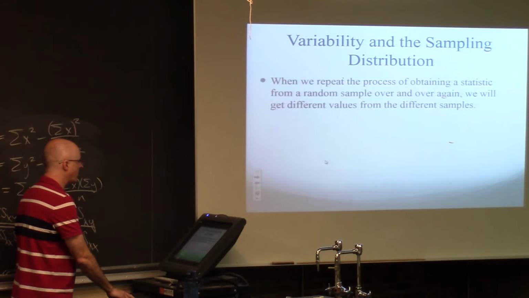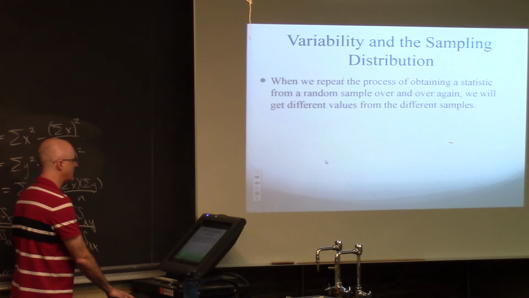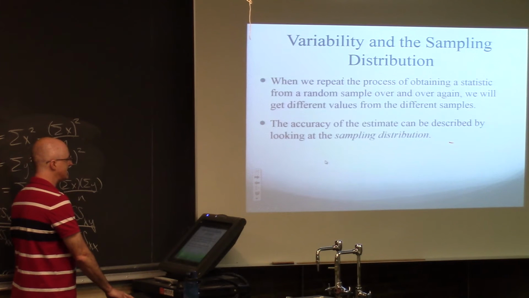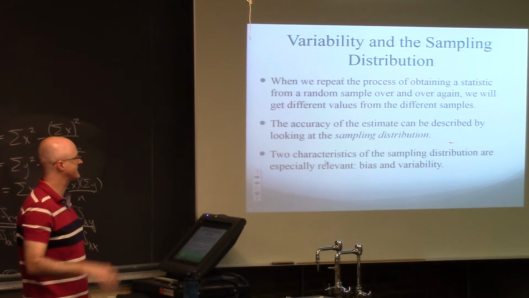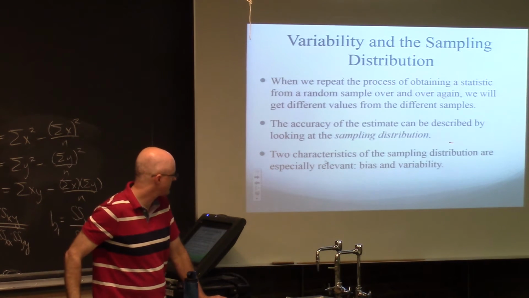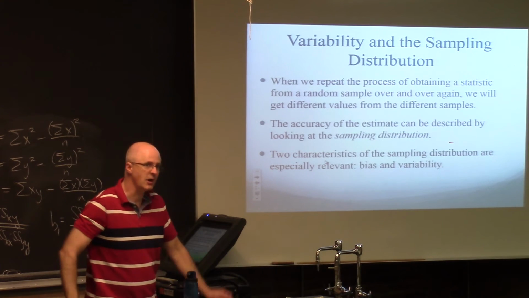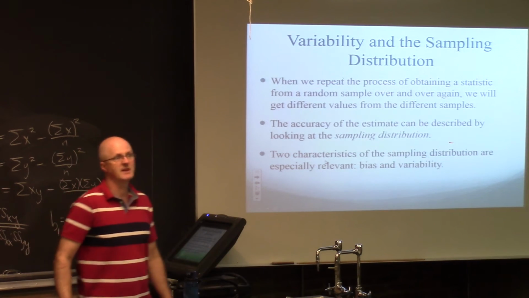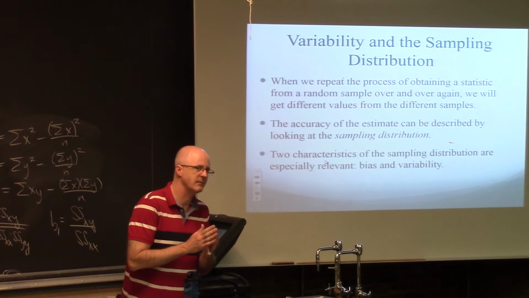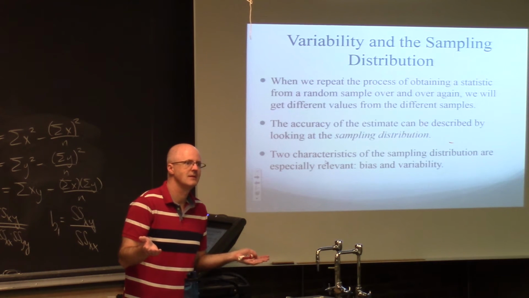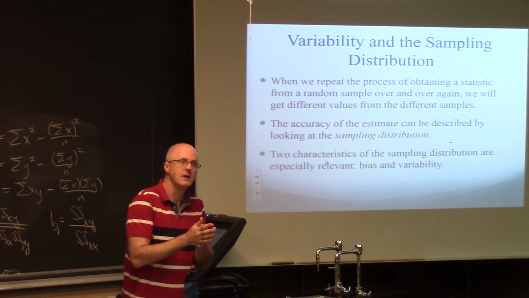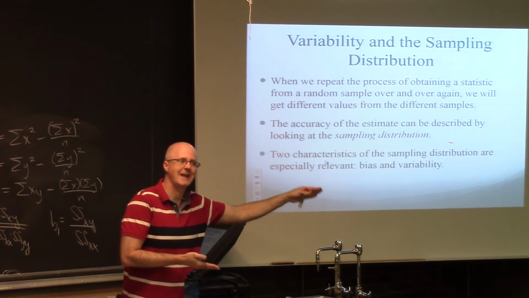There's variability. When we repeat the process of obtaining a statistic from a random sample over and over again, we will get different values for different samples. The accuracy of the estimate can be described by something called the sampling distribution. The two main characteristics we look at in the sampling distribution that are especially relevant are bias and variability. You don't want bias. You want it to be unbiased. And you want low variability. You can't get rid of variability completely. It's impossible in practically every situation. So the variability is going to be there, but you're going to want to make that low by taking a bigger sample size, as long as you're doing the random sampling.